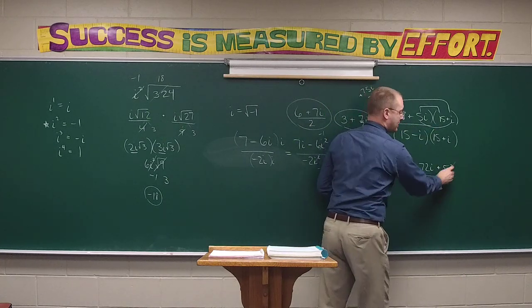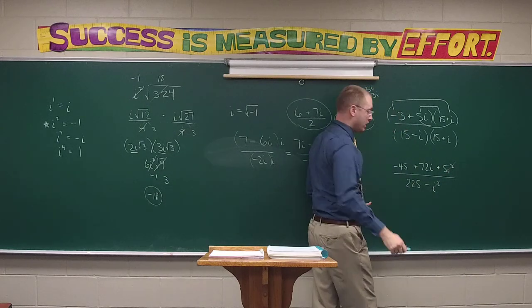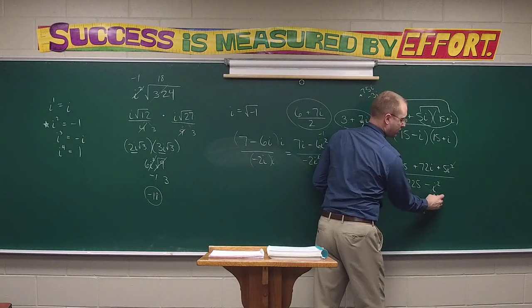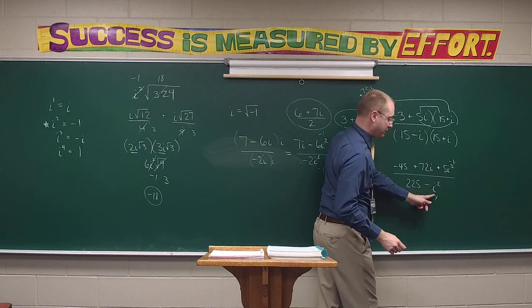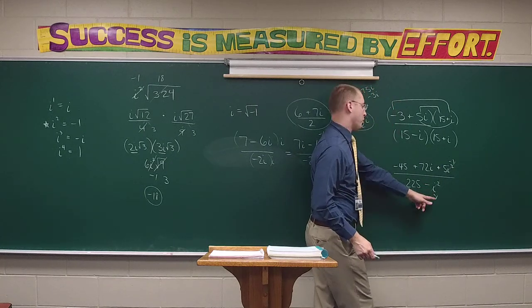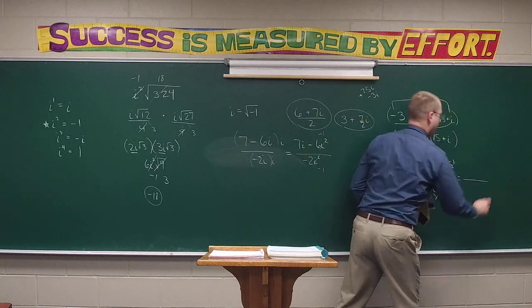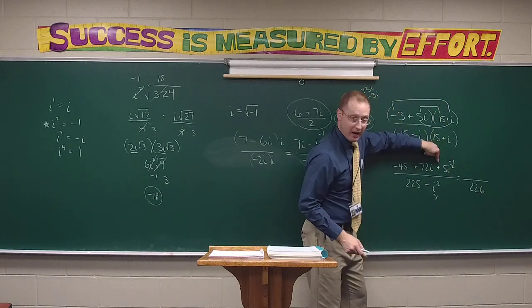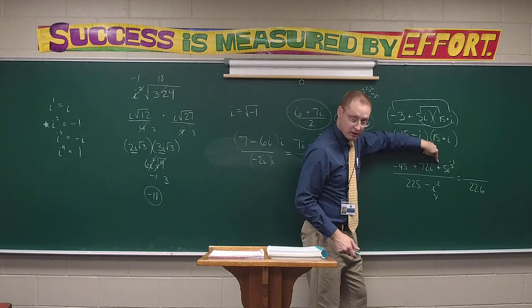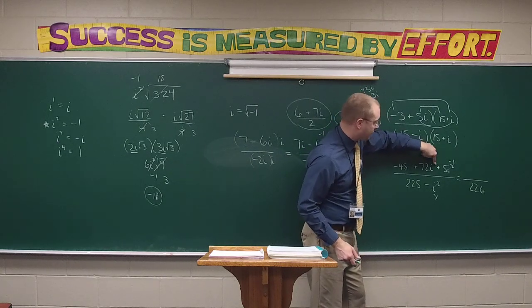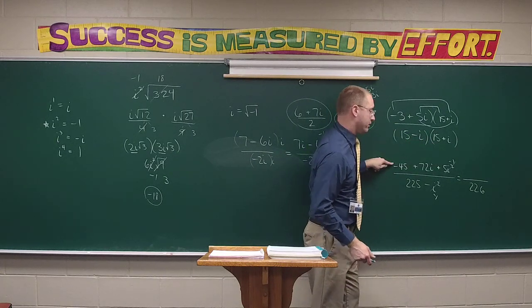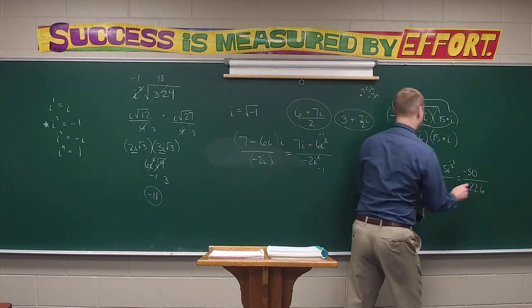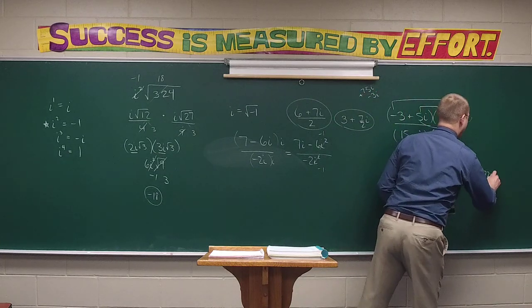But in both cases, these i squareds become negative 1. So here, negative 1 becomes positive 1 with the 225 gives me a new denominator of 226. Here, the negative 1 and the 5 gives me a negative 5, combined with the negative 45, negative 50. And of course we still have this positive 72i.